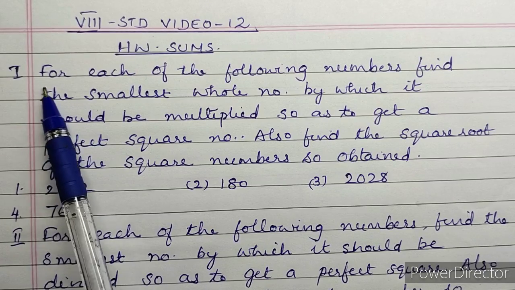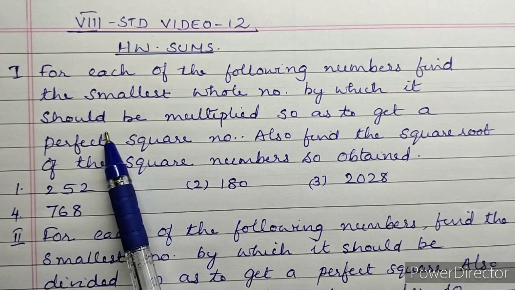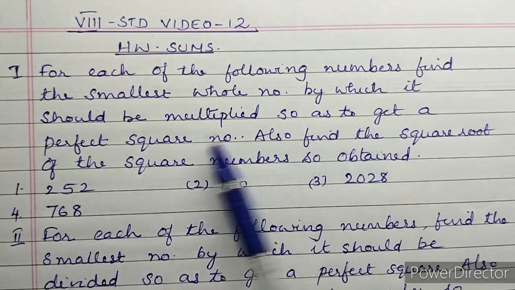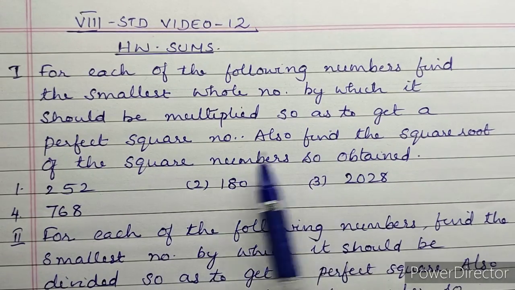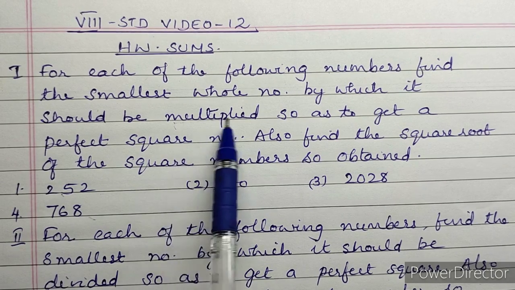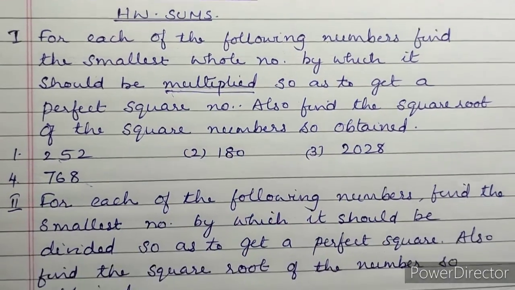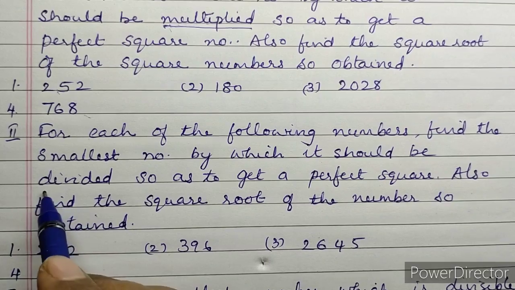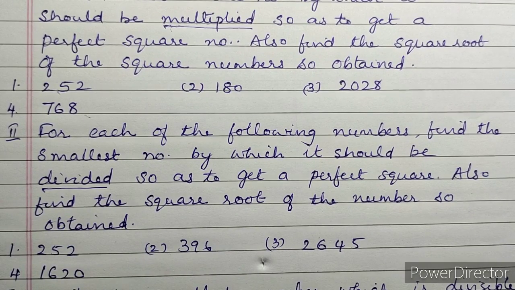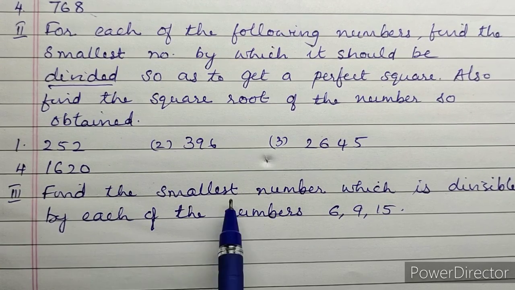First sum: for each of the following numbers, find the smallest whole number by which it should be multiplied so as to get a perfect square number. Also find the square root of the square number so obtained. So 4 sums are there. This is multiplication. See, here it is multiplied, it is given. Next, it is divided. So division, both also I have shown. Then the last one, similar to what we have done.